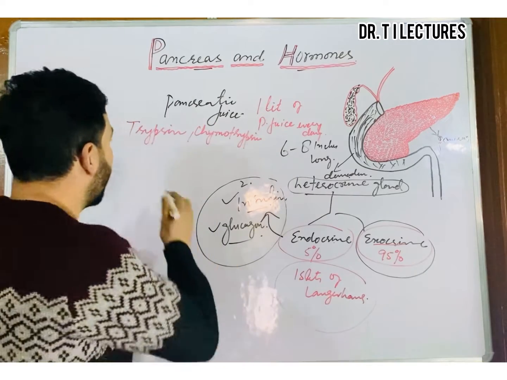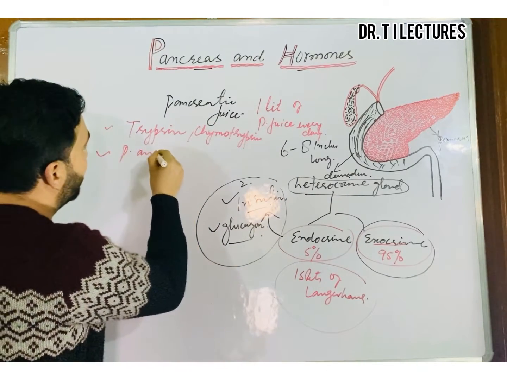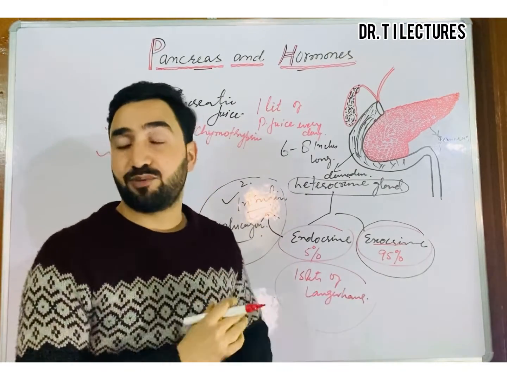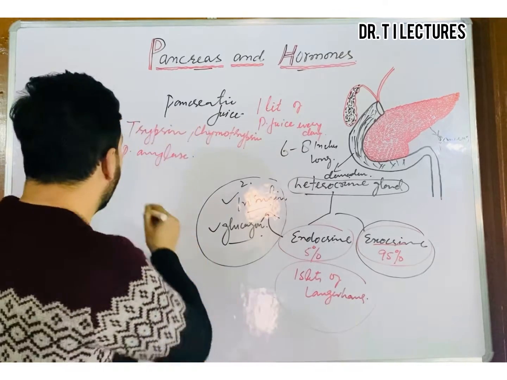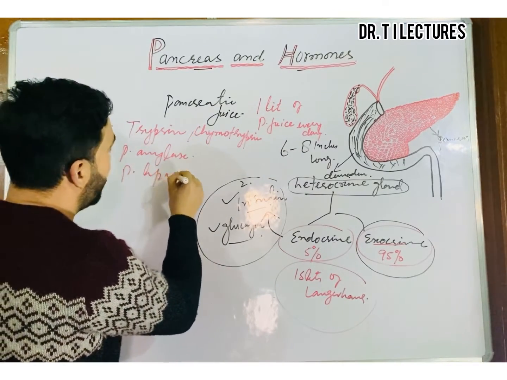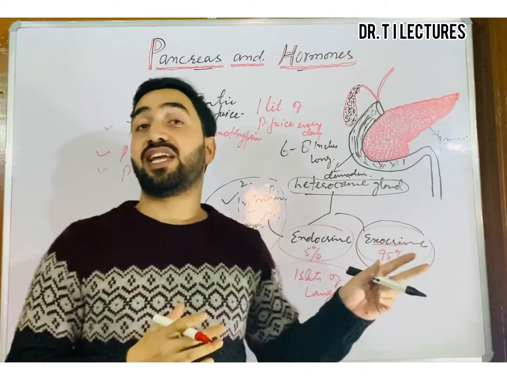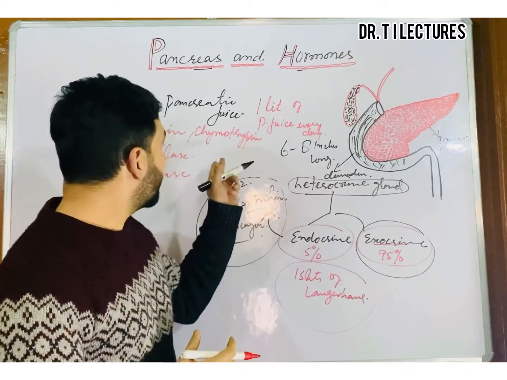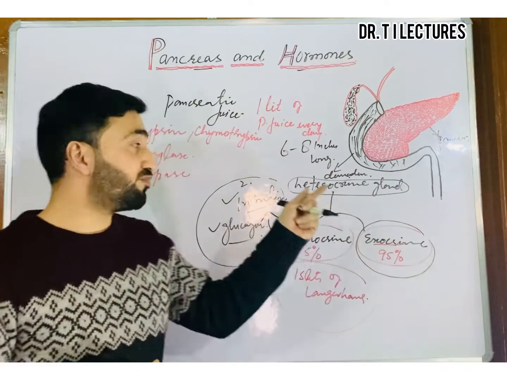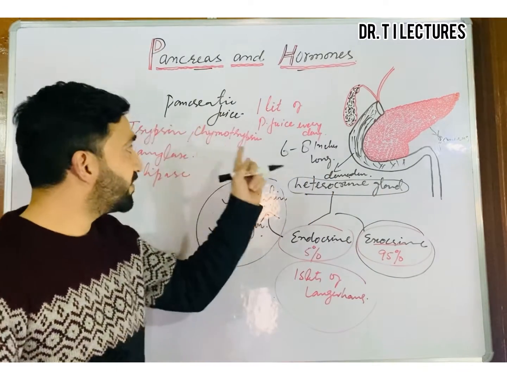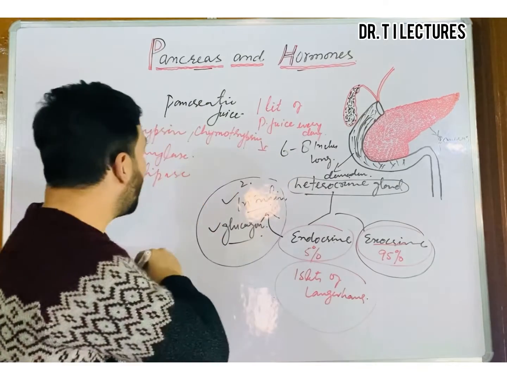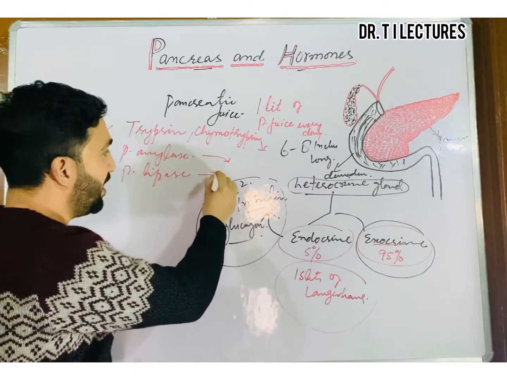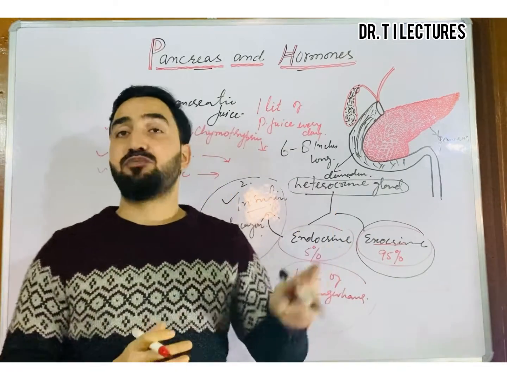Pancreatic amylase is responsible for breaking down the carbohydrate portion of the food material. Pancreatic lipase is responsible for breaking down the fat material of the food stuff. So these are the important enzymes present in the pancreatic juice: trypsin and chymotrypsin help in breaking down the protein part, pancreatic amylase the carbohydrate portion, and pancreatic lipase acts upon the lipid part of the food material.